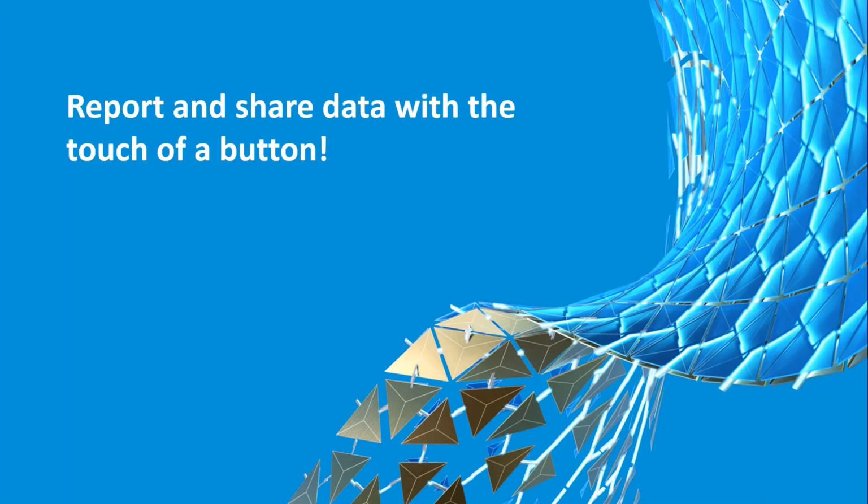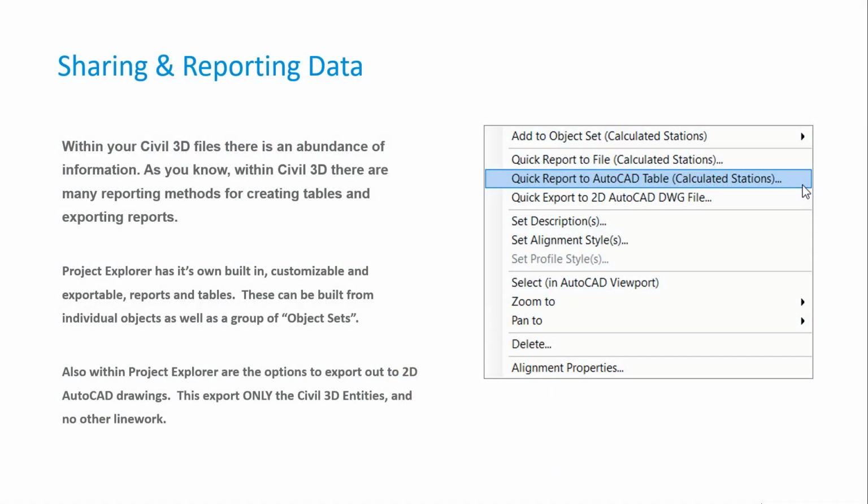All right, in this last session, we're going to look at reporting and sharing our data. So as you know, in Civil 3D, there's just a ton of information. And as you also know, within Civil 3D, there's a lot of reporting methods. You can create tables, you can export reports out. But Project Explorer has its own built-in customizable reports. You can create reports, you can do tables. You can do quick reports.